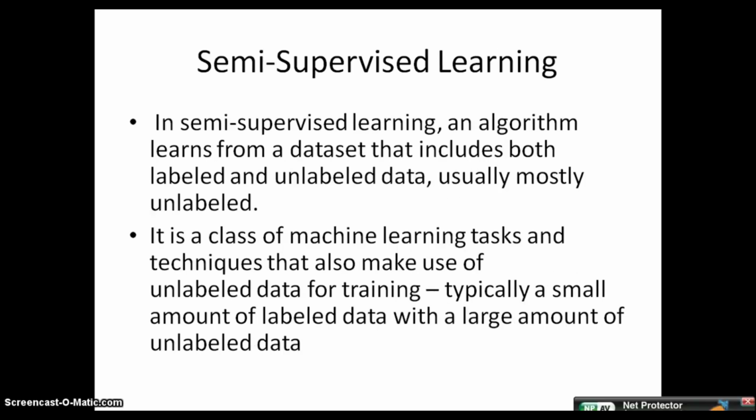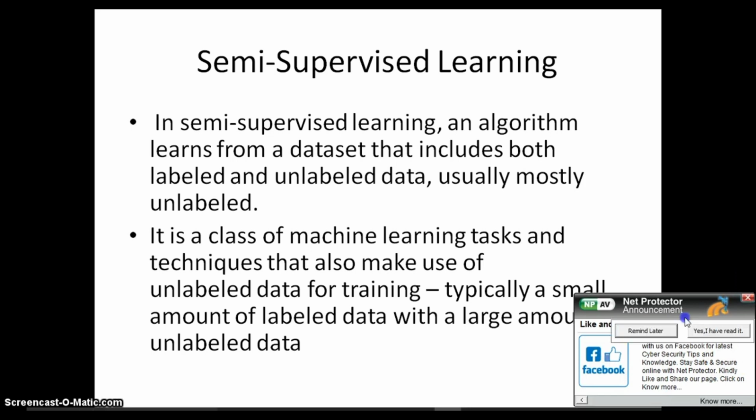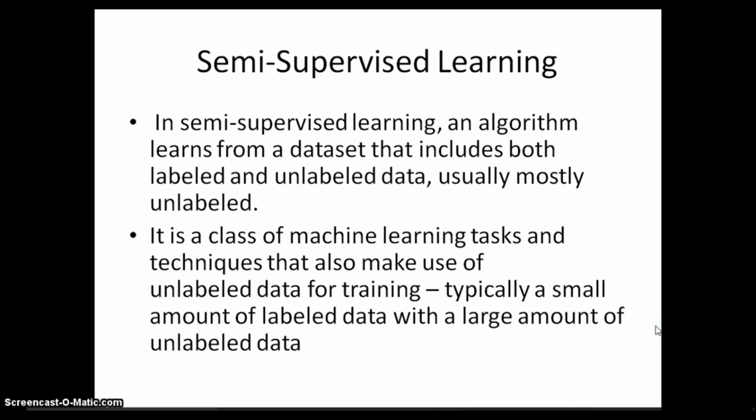Semi-supervised learning. In semi-supervised learning, an algorithm learns from a data set that includes both labeled as well as unlabeled data. Usually it is unlabeled data. So in semi-supervised learning we will have both types of data, that is labeled data and unlabeled data. It is a class of machine learning tasks and techniques that also makes use of unlabeled data for training.